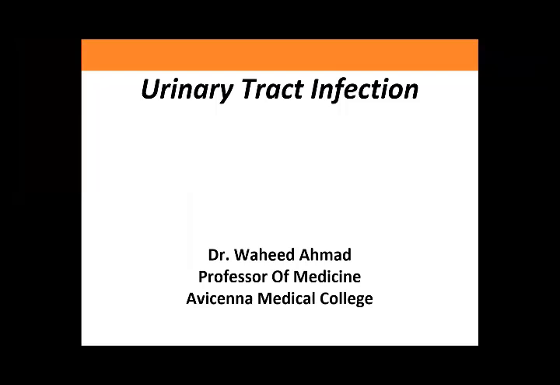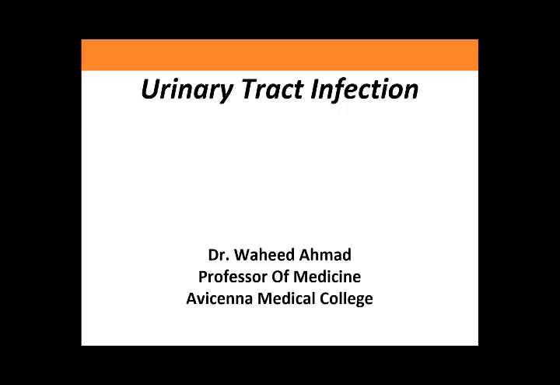Females, even during pregnancy and because of anatomical changes in their urinary system, as compared to males, have a high risk of getting urinary tract infection. And today we are going to discuss urinary tract infection, including the ascending infection. It may start from the urethra to the bladder, then the ureters, and then even to the kidney. So that is called the whole of the urinary tract infection.